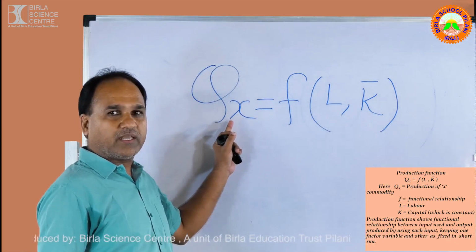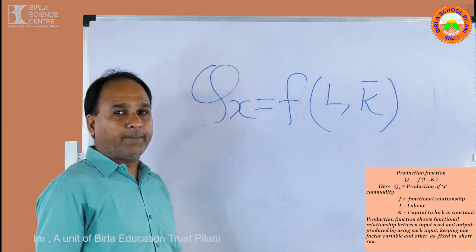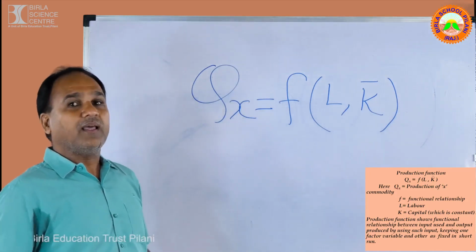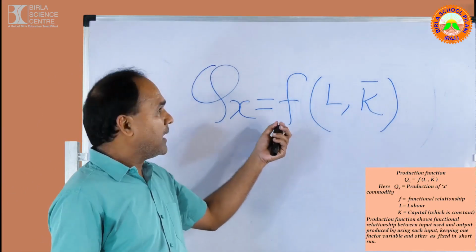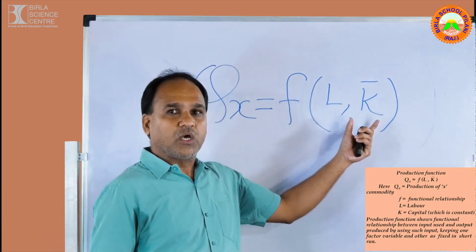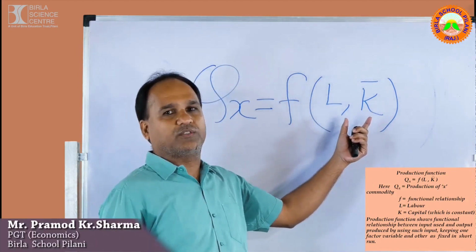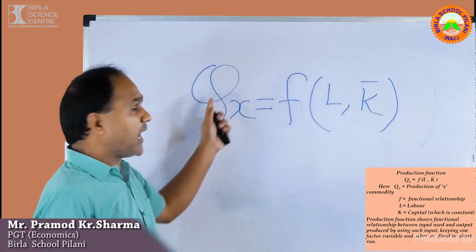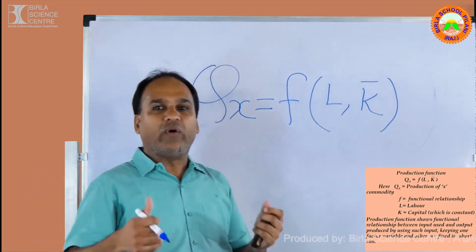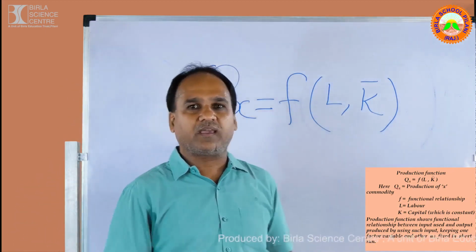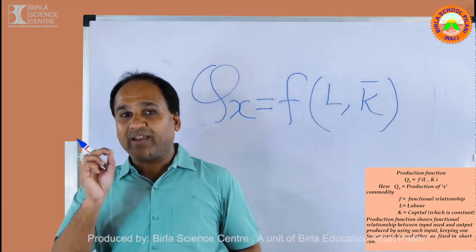Production of X commodity. What is the meaning of production function? Production function shows functional relationship. F means functional relationship between the input used. Students, lock in your mind. L and K bar are the inputs which you are going to use. Between the input used and output produced by such input, keeping one factor variable, other as fixed in short run.